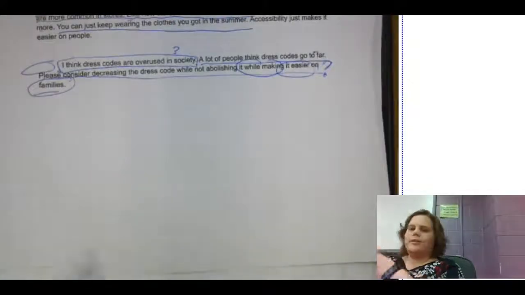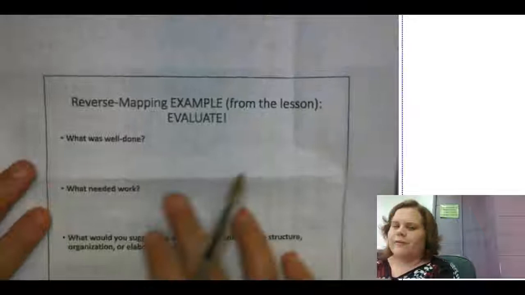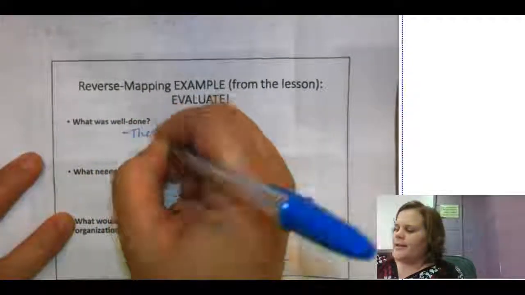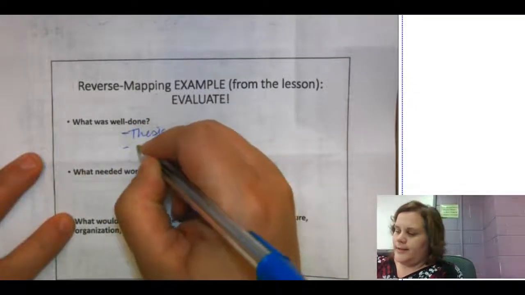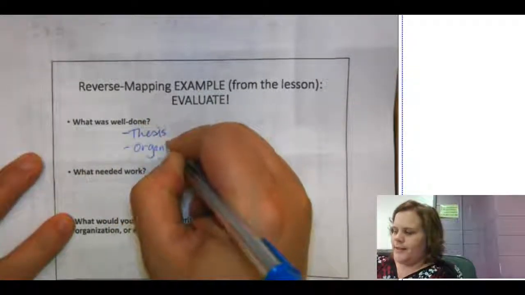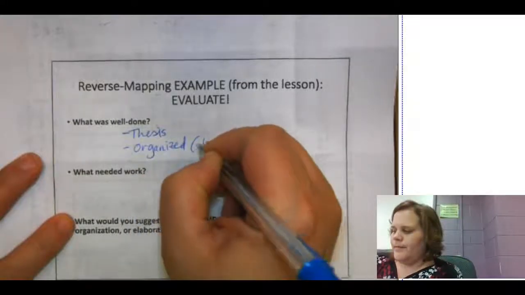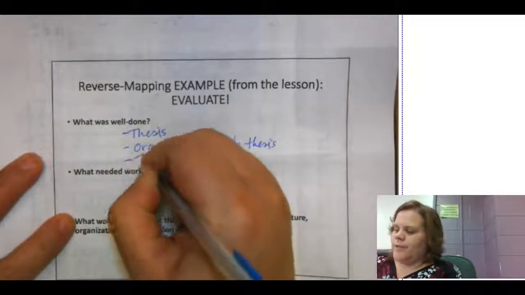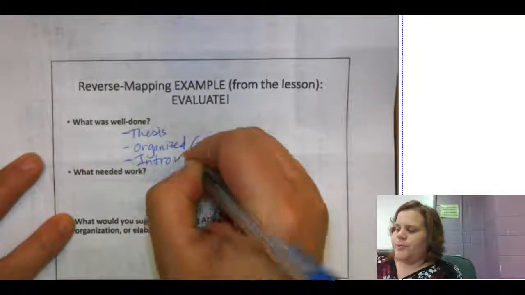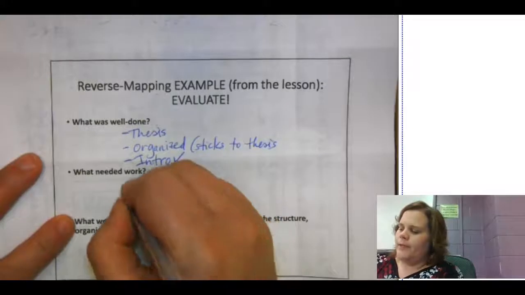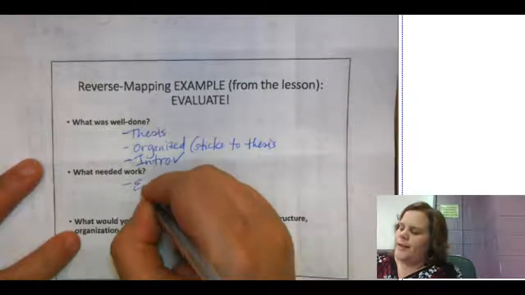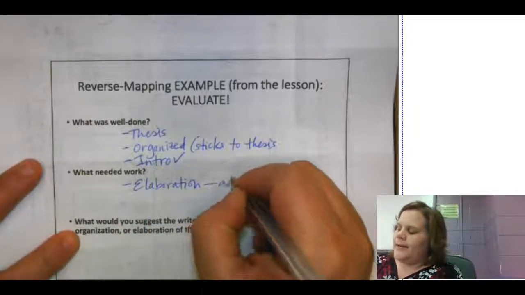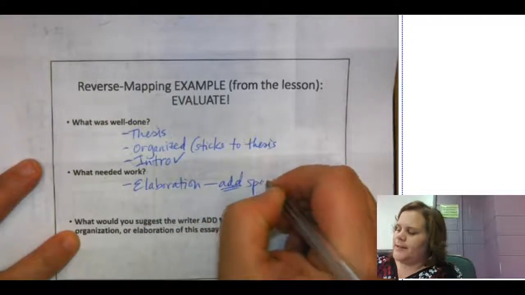So here's the final job. For this lesson, what was well done? It does have a thesis that's organized. It is organized because it sticks to the thesis. The introduction was pretty good. What needed work? And look for your holes. Elaboration needs work. And we want to add specific details.